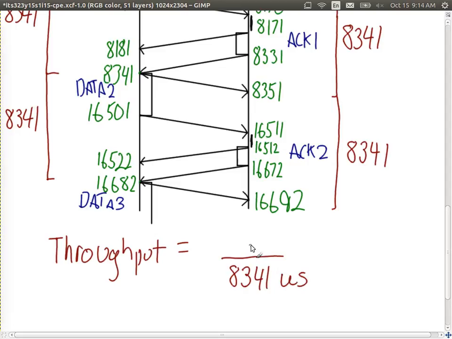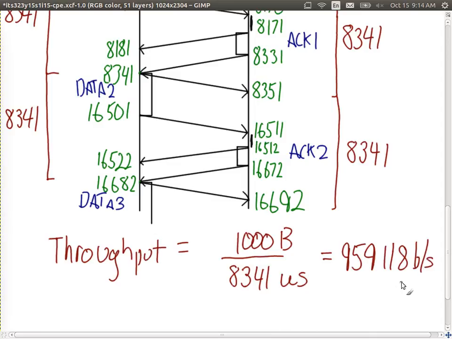The throughput is the count of the payload received. So one frame contains 1,000 bytes, and you'll calculate that to be 959,118 bits per second. Data rate is 1 megabit per second, so the efficiency is approximately 96%, 95.9.